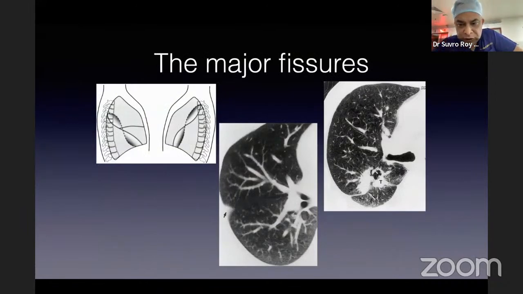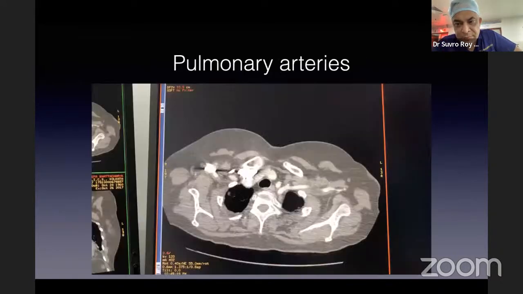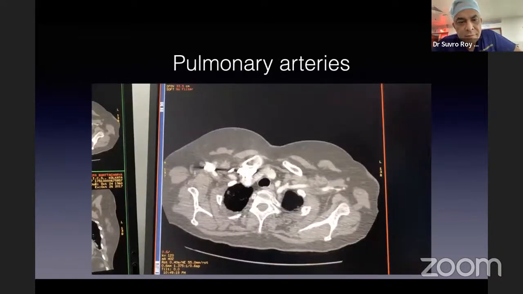We've talked about the major fissures already. So in the setting of the lung tumor, it is really important because it can sometimes cross the fissure, and that has got implications in terms of both staging and in terms of treatment planning. We have already done this.